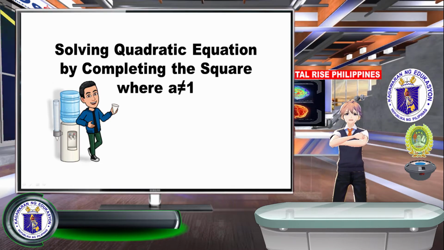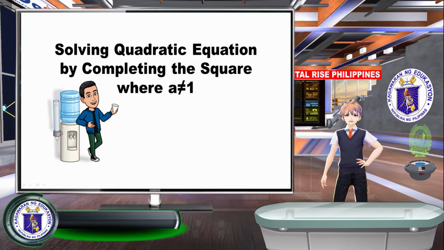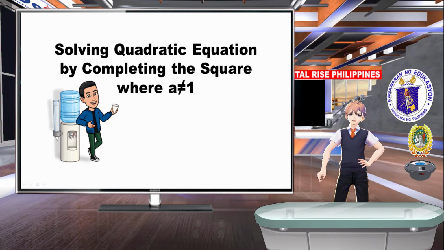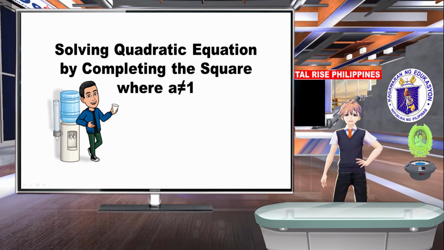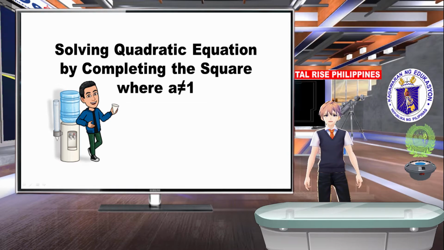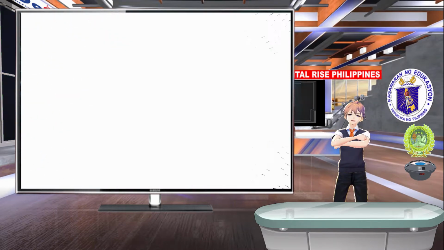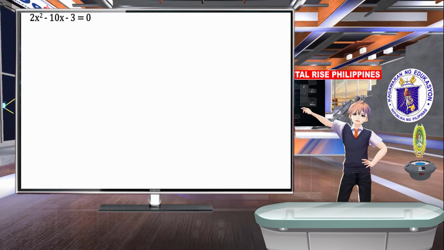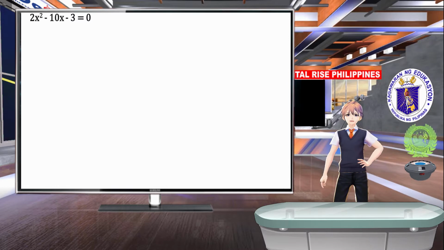Hello everybody. In this lesson, we will learn how to use completing the square as a process of solving quadratic equations wherein the value of a is not equal to 1, or, in other words, a is greater than 1. Let us study the following examples. Find the roots of the quadratic equation, 2x squared minus 10x minus 3 equals 0.